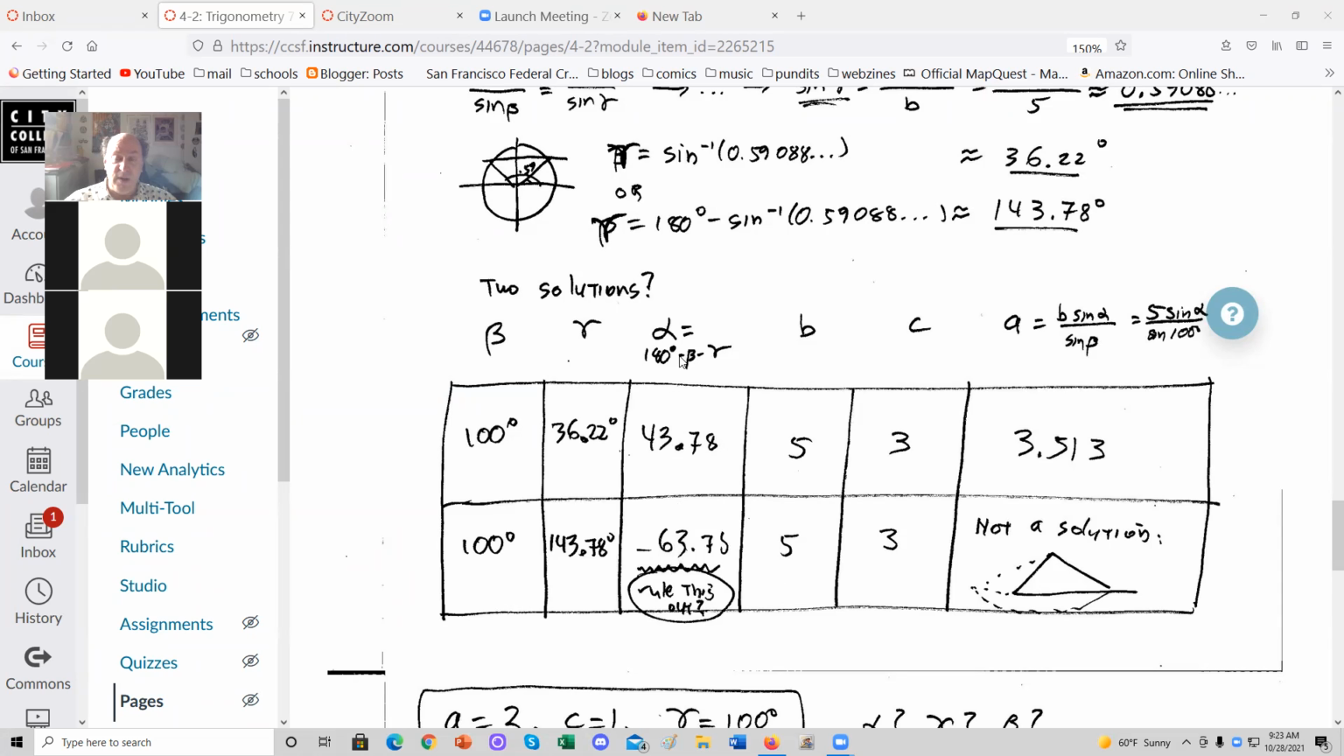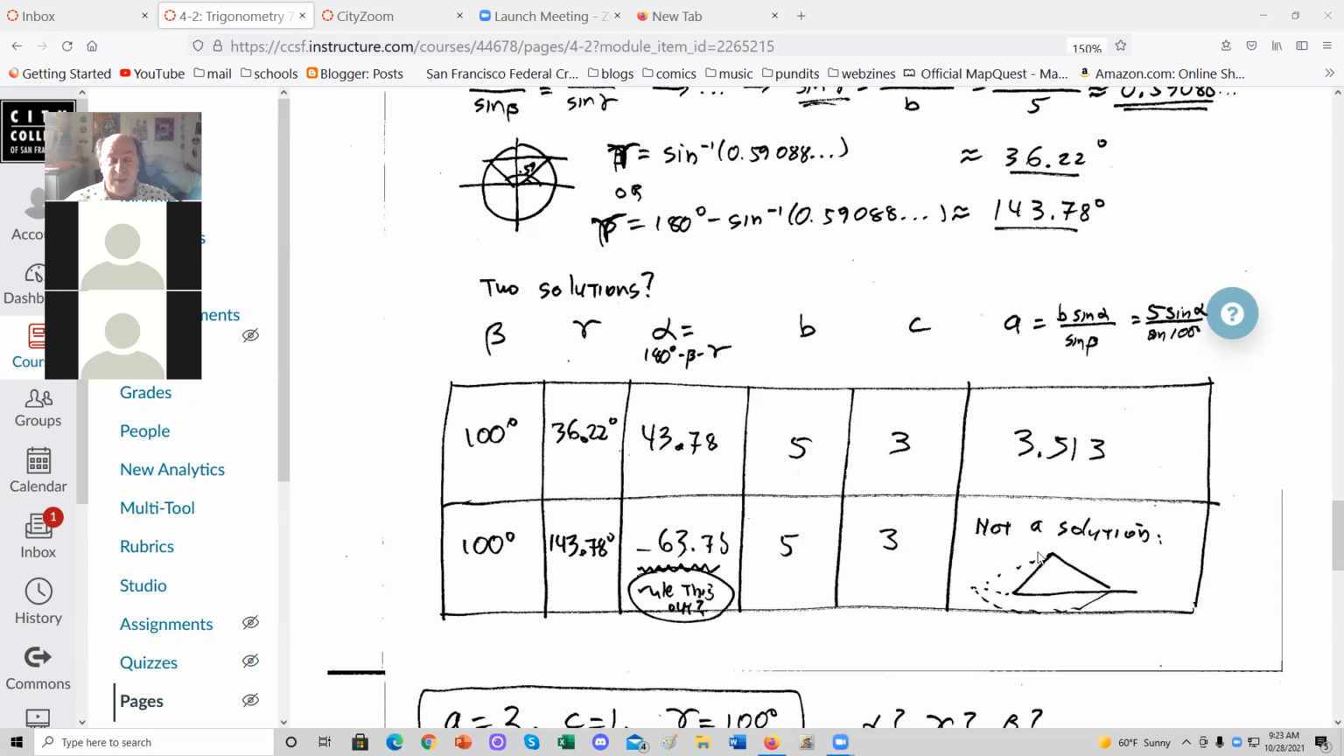This one's odd, however. Here, you try 180 minus 100 minus 143.78, we get a value of negative 63.78. Is that possible? Well, no, that's impossible. You can't have a negative angle. What that means really is that the pendulum is so long that it touches ground behind the cantilever. B, the opposite side, was bigger than C, the adjacent side. So in this case, we can rule out the second solution.